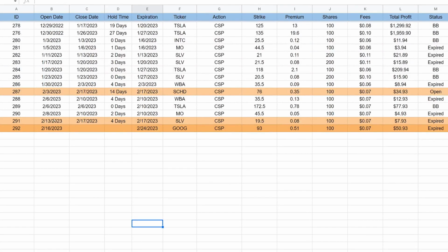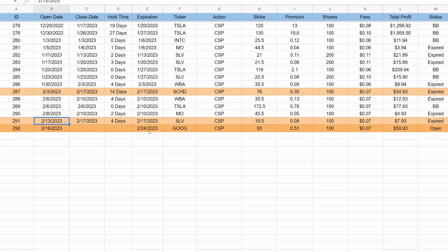Look at the credits. You will see that we did have the cash secured put that we had open for about 14 days that we collected $35. This one did expire worthless. So actually, let me fix this real quick. Forgot to fix these. These are actually backwards. Yeah, we did have the SCHD.